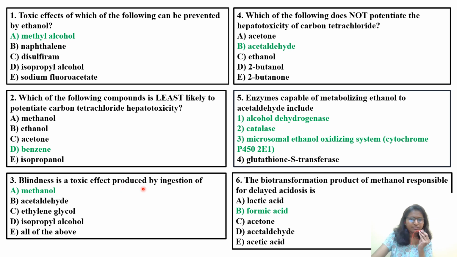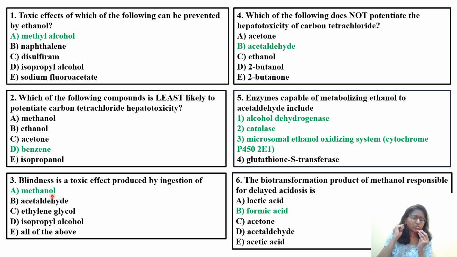Blindness is a toxic effect produced by ingestion of methanol. So this is a direct question, right? Methanol causes ocular toxicity. Why? What is the toxic product which is formed? Formic acid, right? And how can you prevent that when ethanol is used? So whenever a patient has methanol toxicity, you administer ethanol.